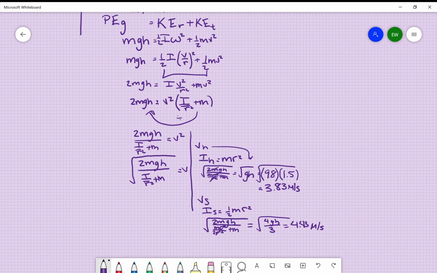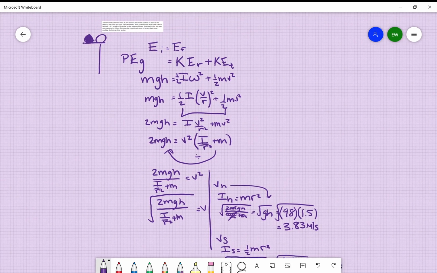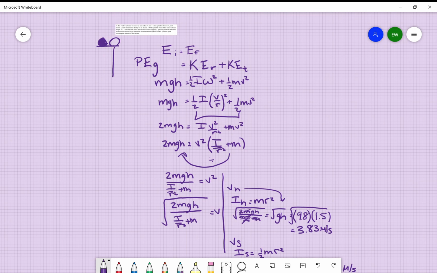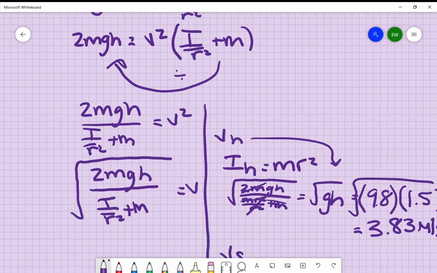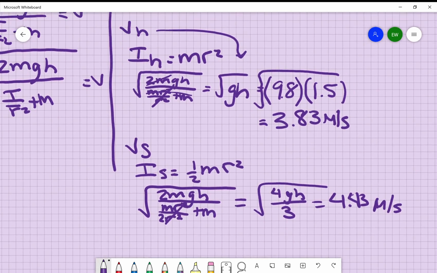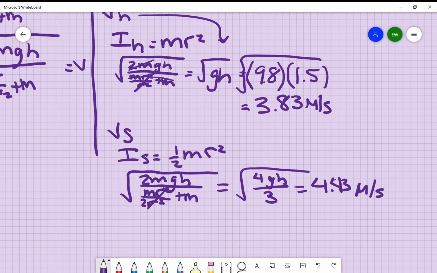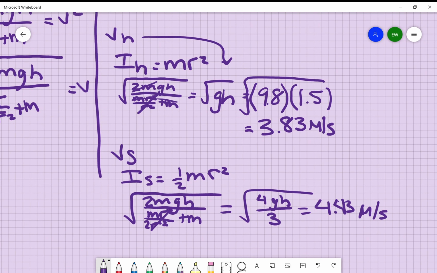And I honestly blew through that explanation. So, bottom line here, what does this mean? Determine the translational speed of each cylinder. We did that. So, if you think about it, the hollow one isn't going nearly as fast, according to our calculations. Neat.